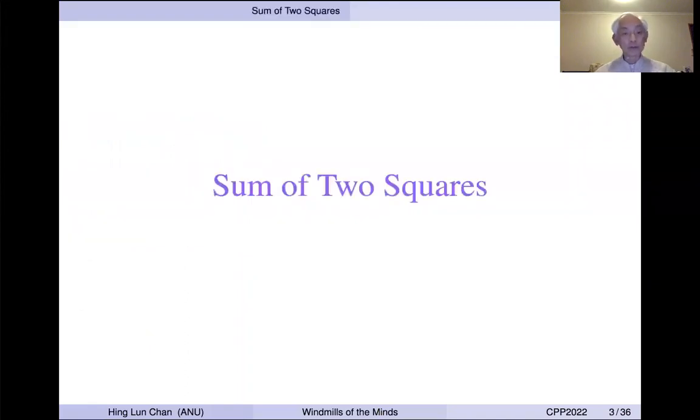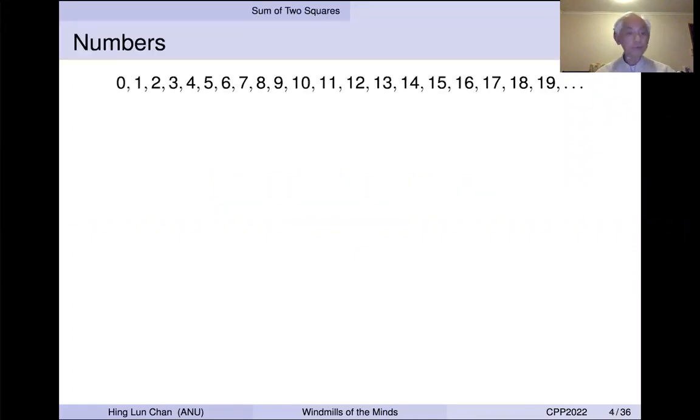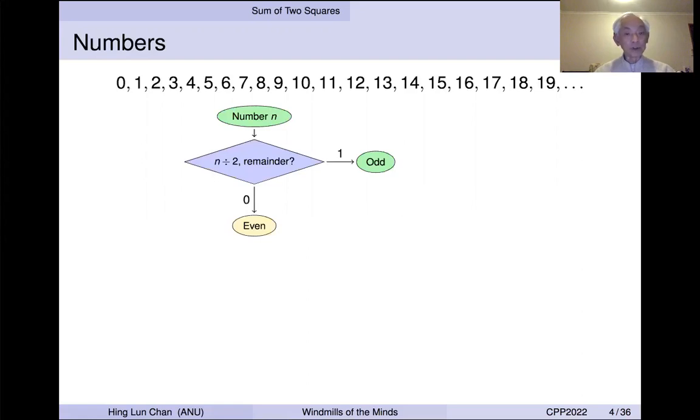The first one, sum of two squares. We start with the numbers 0, 1, 2, 3, etc. Given a number, there are 2 types, even and odd, and they occur by dividing the number n with 2. When the remainder is 0, we call it even, and when the remainder is 1, we call it odd. For an odd number, we can divide the odd number by 4, and there are 2 possible remainders, 1 and 3. They don't have names, so I give them names, tick and talk.